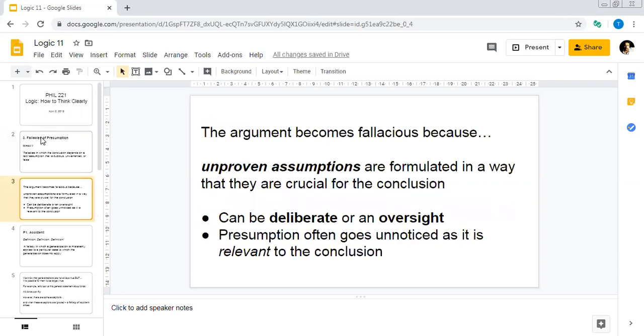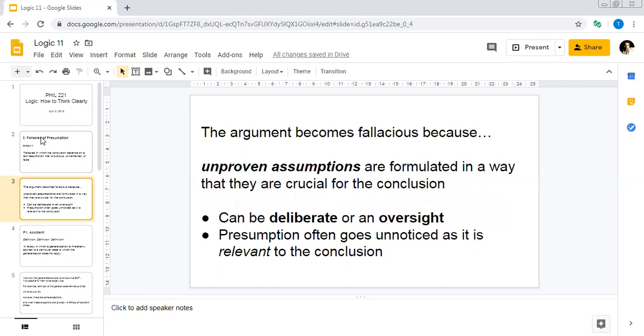So these unproven assumptions are false or unwarranted because obviously they're not based on reason, right? But yet they are still very crucial for the conclusion, so they're very relevant. It's not that these assumptions won't be related to the conclusion. They will be, but they won't be based on reason or rationale.